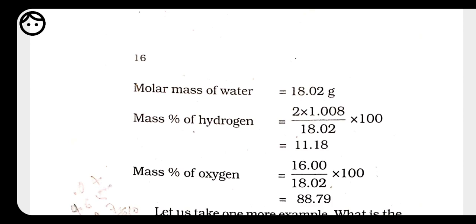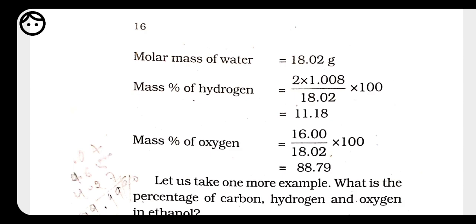First, to get the percentage of hydrogen in water, we have to know the mass of hydrogen. Mass of hydrogen is 1, but 2 atoms of hydrogen are present. That's why we multiply 2 with 1, that is 2 into 1 divided by 18, because 18 is the molar mass of water, into 100. Then we get 11.18. Second, we have oxygen in water. Only one oxygen atom is present in water, so mass of one oxygen is 16. 16 divided by the molar mass of the compound, that is 18, into 100. After calculating we got 88.79.